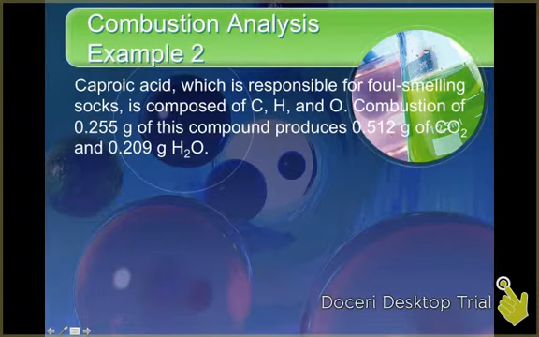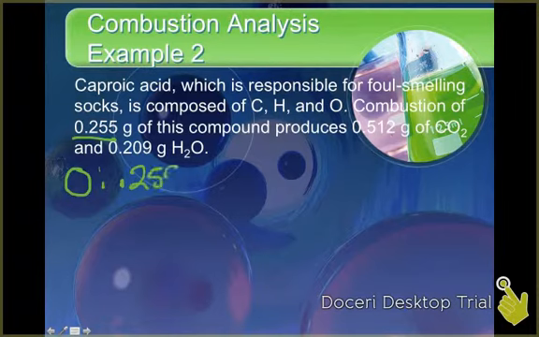We don't know the oxygen because oxygen was in two different compounds. So what we're going to do is just subtract. We know that the mass of the original compound was 2.255. Well, we didn't lose any mass. So if we know how much carbon and hydrogen we have, we should be able to figure out how much oxygen we have.